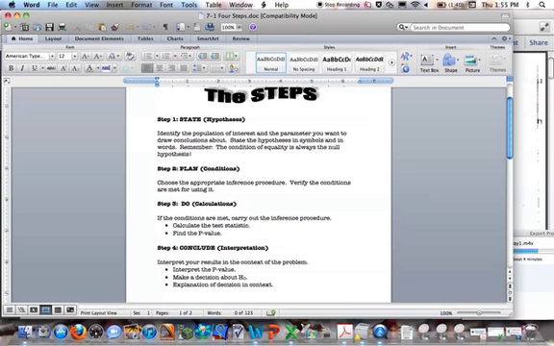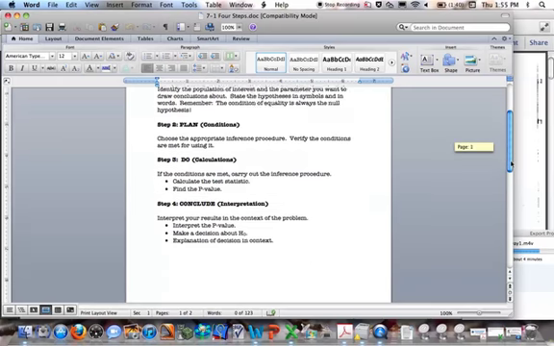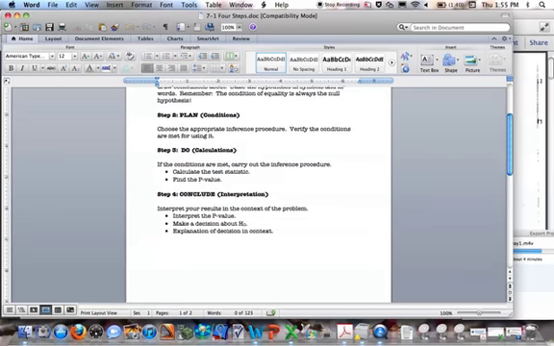The third step, if the conditions are met, we'll carry it out. So we will calculate our test statistic and find our p-value. We're going to interpret our p-value. We're going to make a decision about H-naught. So we're either going to reject or fail to reject, and then we're going to make an explanation of our decision in context of the problem.